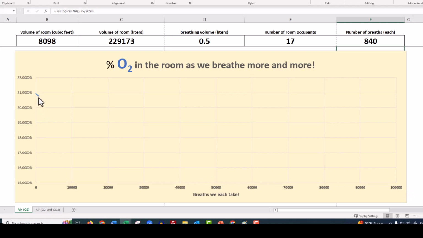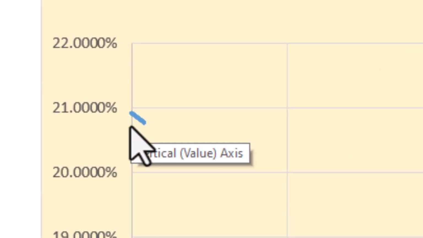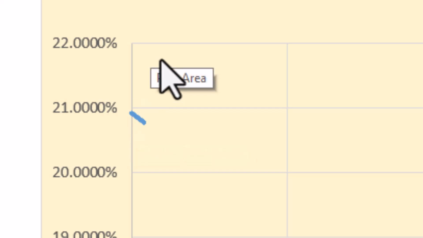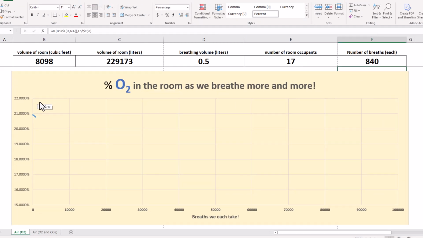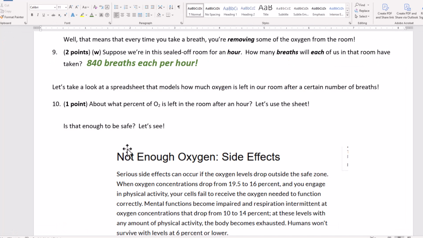It drops a little bit. It drops to about, I don't know, what does that look like? This is 20 and this is 21. Maybe that's like 20.75 or so, 20.75%. Okay, it's below 21, it's below 20.9, but the question is is it enough to be worrisome? Well, let's find out. After an hour, it's about, so what did we just say? It's about 20.75%. About, I mean, that's ballpark of what it is. Okay, now, is that enough?